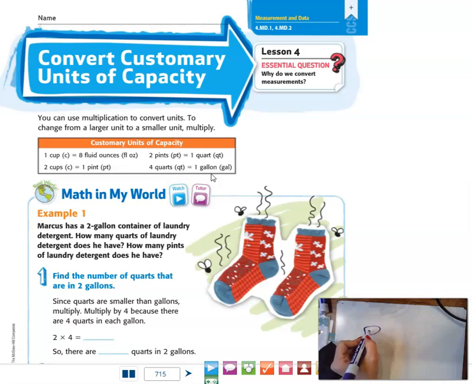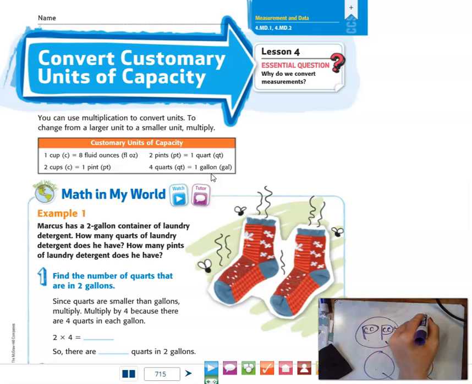And each princess has 2 cats. So 2 cups makes a pint. And then if I have 2 pints, and remember each pint has 2 cups in it, I have a quart. And so the queen had 2 princesses. And then if I have 4 quarts, I have a gallon.